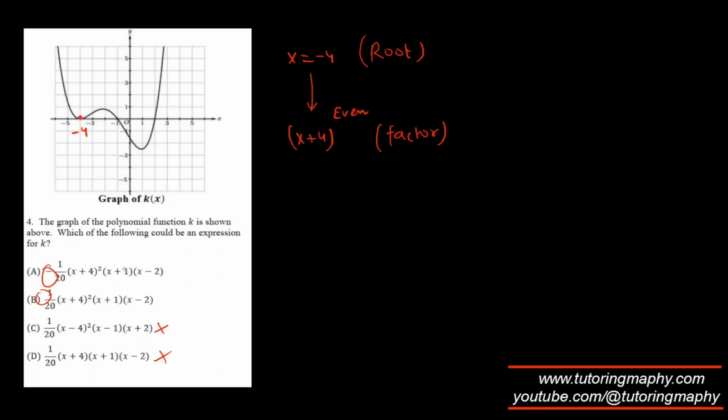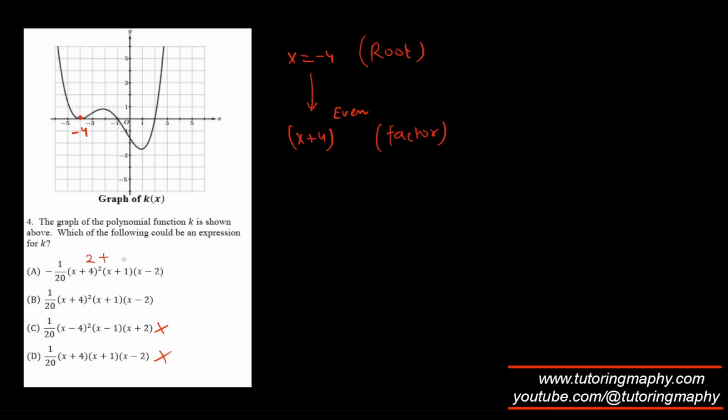Now, if you see carefully, these are identical in all respects except the leading term. In case A, it is negative. And that's where the end behavior comes in. We know that it is going up and up at both ends. So the leading coefficient must be positive and the degree should be even. Obviously, the degree is even because x square we get from here.